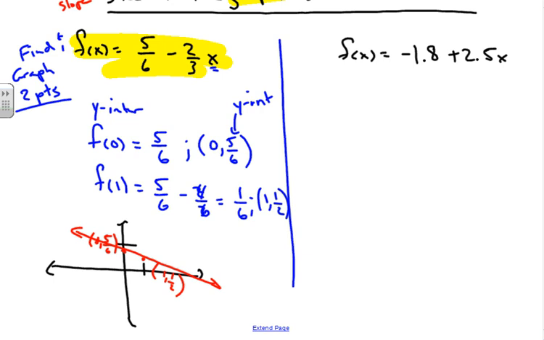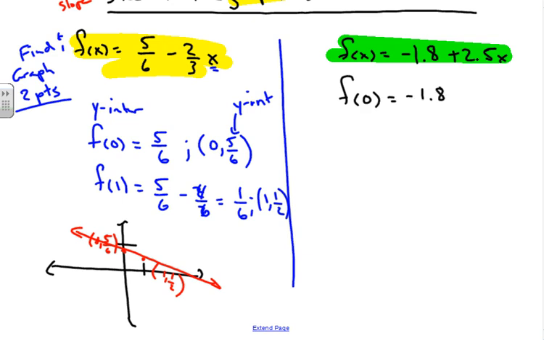Let's try another one real quick. You can try it yourself, verify if you got it right. Pause the video if you wish, but here we go. Find 2 points. So I'm going to find the y-intercept by plugging in 0, and I got negative 1.8. So I got a point right here of (0, -1.8), which is my y-intercept. I'm going to plug in another value. I always plug in 1.